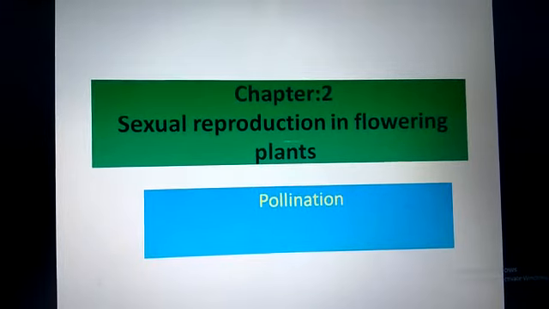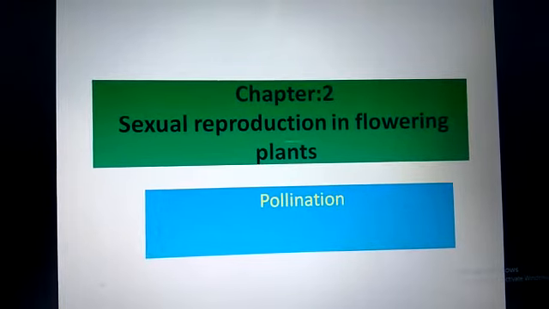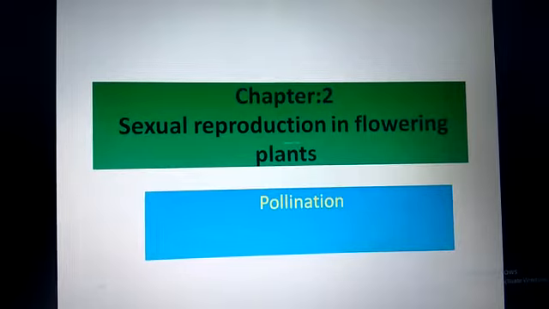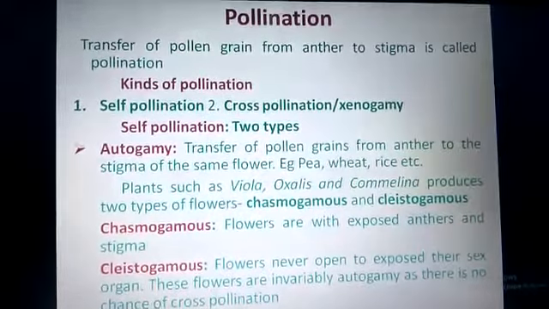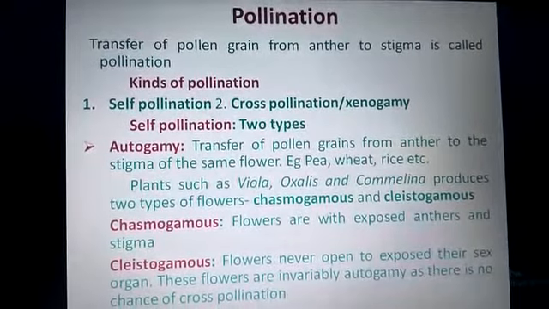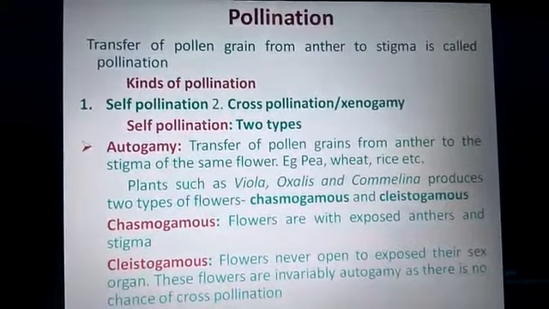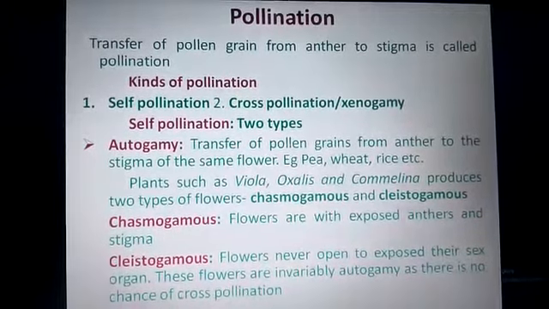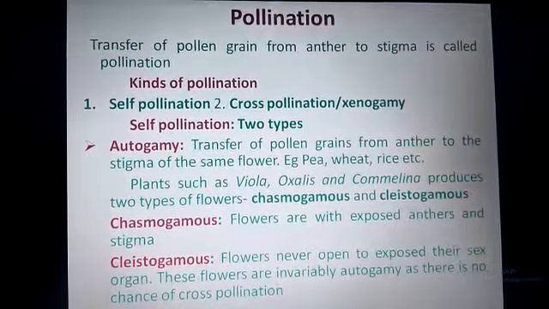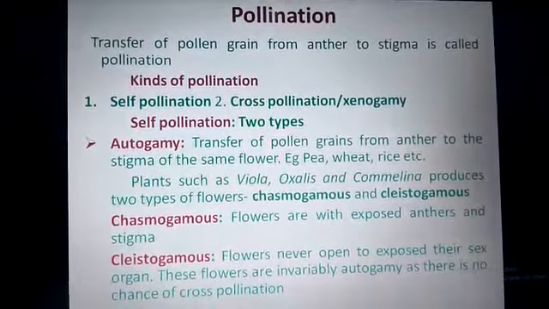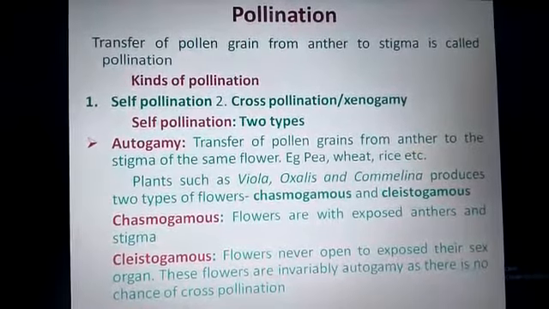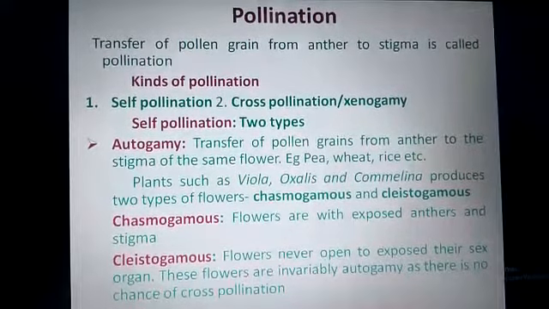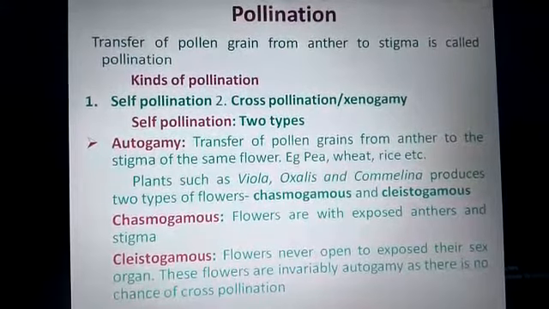Today we are going to study chapter 2, sexual reproduction in flowering plants, and the topic is pollination. What is pollination? Pollination is the transfer of pollen grain from anther to stigma. There are two kinds of pollination. One is self-pollination and the other one is cross-pollination, also known as xenogamy.